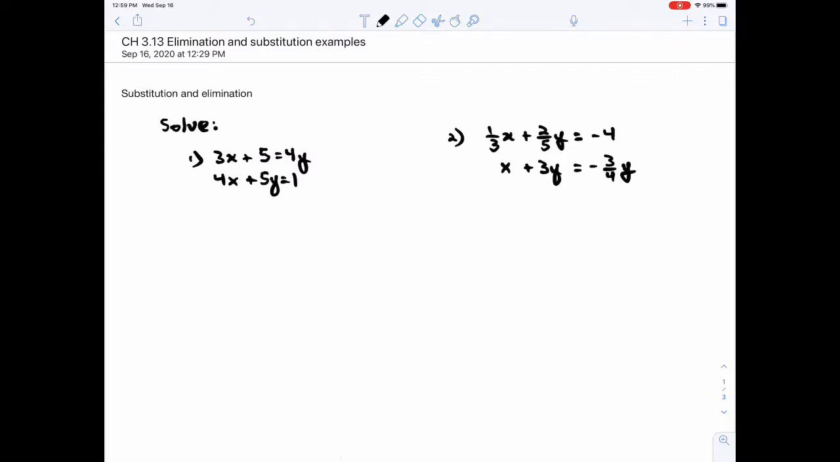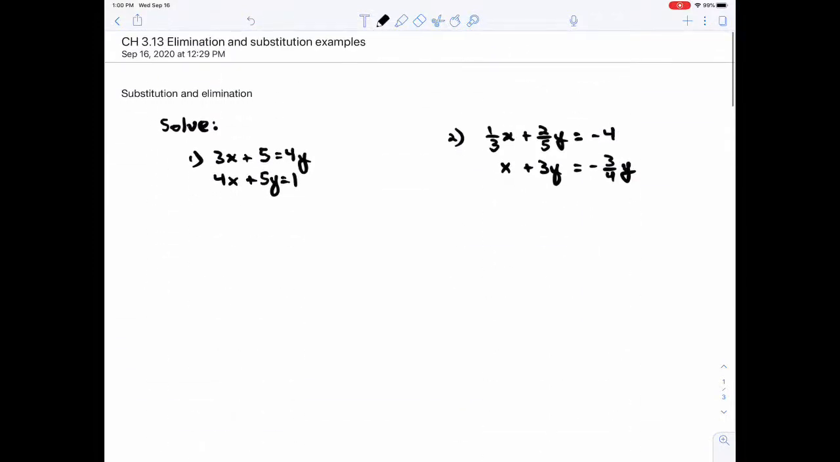More exciting examples of elimination and substitution. Most of these I'm going to do by elimination. Matter of fact, I probably do all of them by elimination if I have a choice, and I'll explain why I choose that more often. But let's take a look at these things. So we have 4 problems, and we just solve them. Again, what are we trying to do? We're trying to find all values that make both statements true.